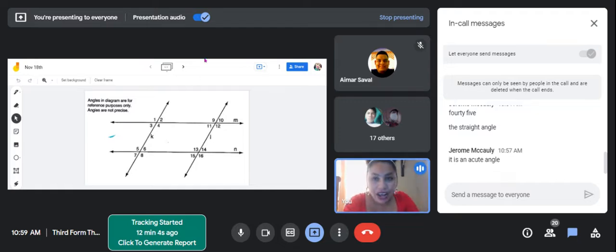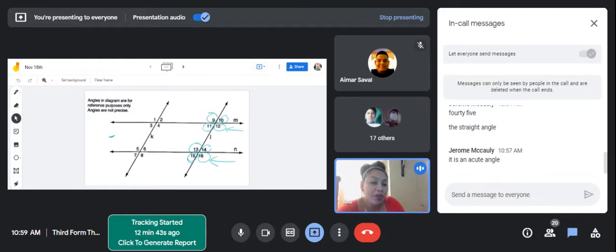When we have corresponding angles, they are like 12 and 16. They are on the same side on both lines. It is like 11, sorry, 11 and 15. It is like 14 and 10. These pairs, 12 and 16, are corresponding angles. 11 and 15 are corresponding angles. 14 and 10 are corresponding angles. 13 and 9 are corresponding angles.